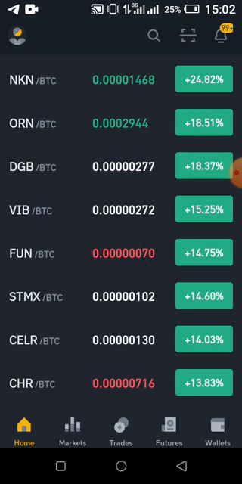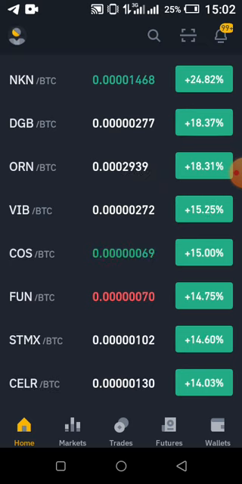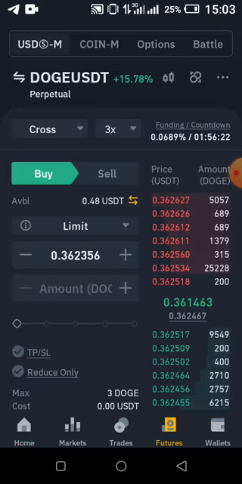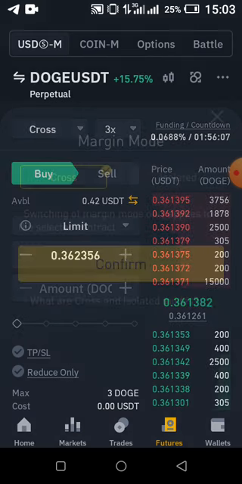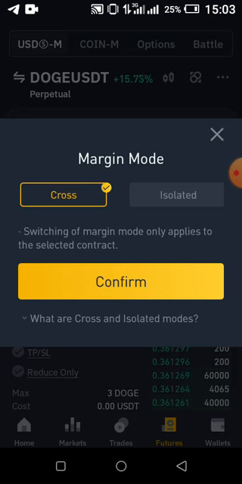Now let's go through the interface of futures. If you look at home, you see market, you see trade, you see futures here. You click on it, and it takes me to the trade I'm currently on, trading Dogecoin. If you look just above or below the Doge USDT appearing here, you see cross. You click on the drop down of the cross, and you see cross and isolated. Now I want to explain the two terms to us.